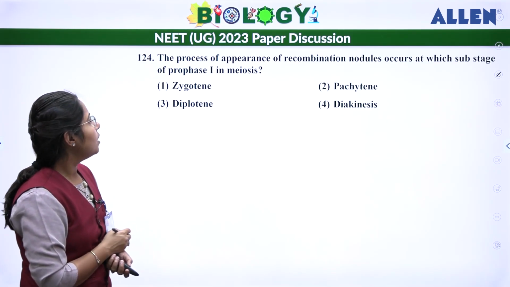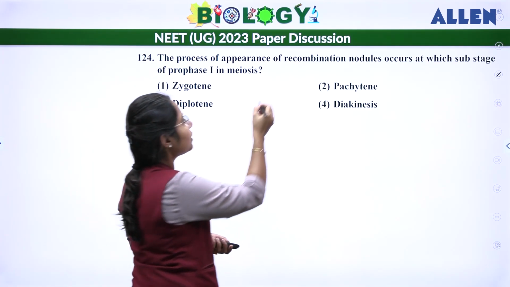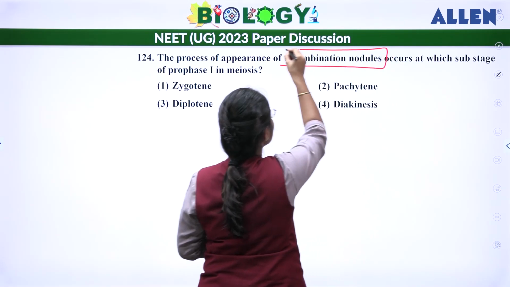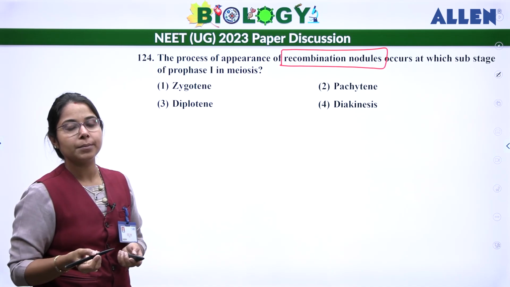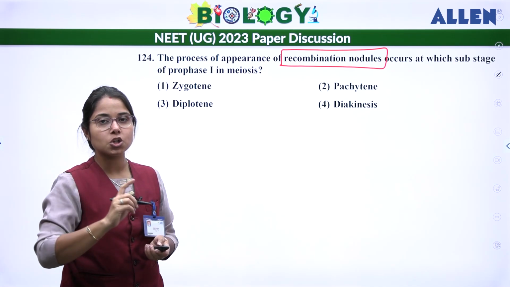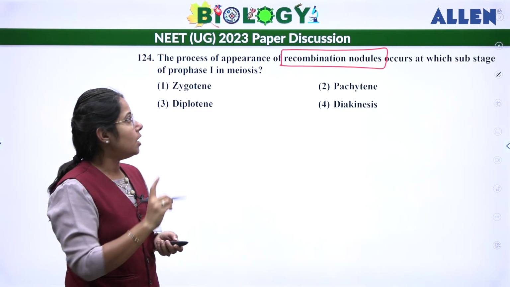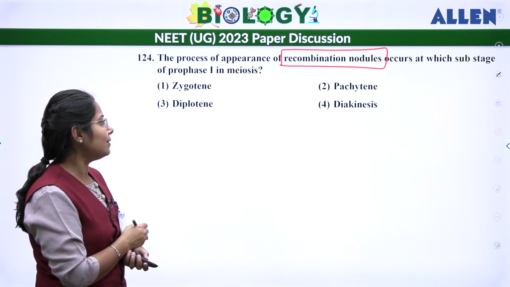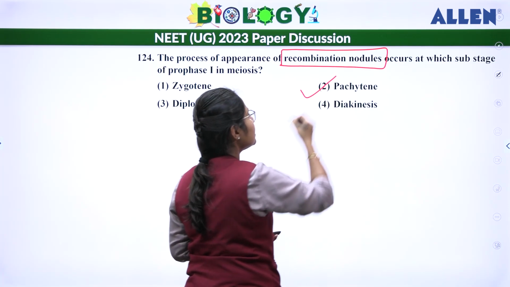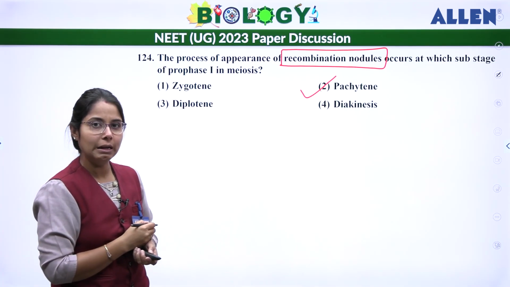Next question. The process of appearance of recombination nodule. Now, recombination nodule is formed during crossing over, the exchange of genetic material between the non-sister chromatids of homologous chromosomes. So the recombination nodule will occur in which substage of prophase 1? That will be pachytene. Why? Because during pachytene only the crossing over will take place.